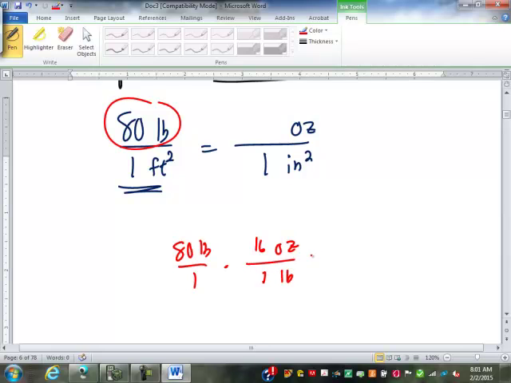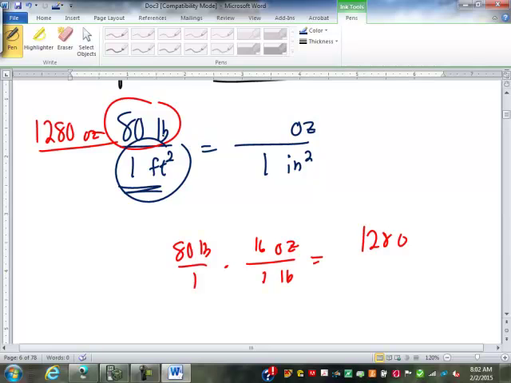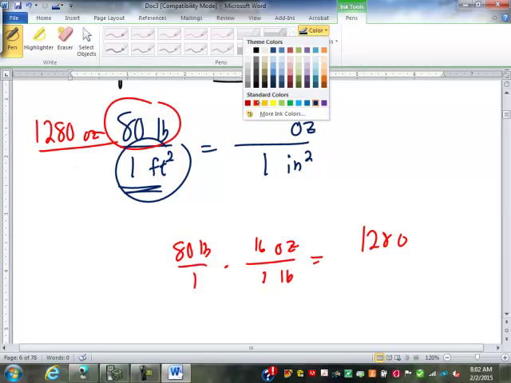1 pound, 16 ounces, which is going to give us 1,280, right? Sure. You guys are agreeable. Then what do I need to do? Square feet, 1 square foot. How many square inches are in 1 square foot? 144. Good.